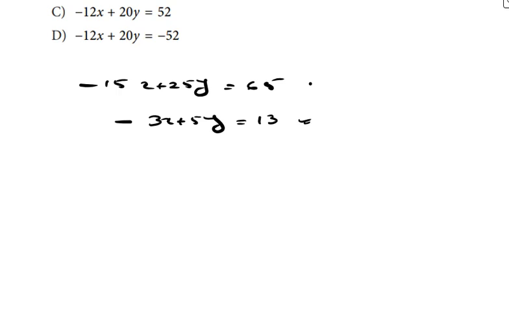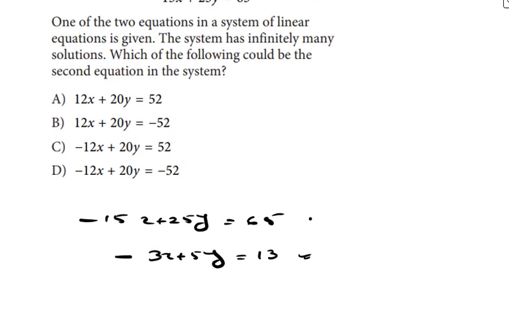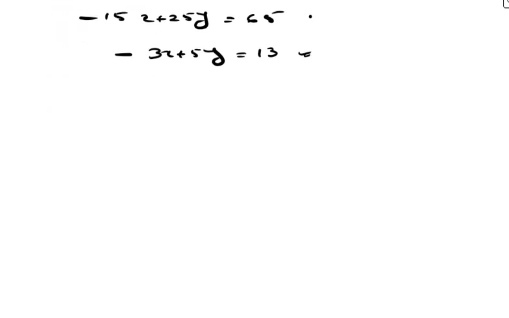Okay. Now this is much easier to compare. Now we test each answer choice to see if it is a multiple of minus 3x plus 5y is equal to 13. Now let's go to option A first. Option A says 12x plus 20y is equal to 52. Now let us simplify this by dividing by 4. So 12 divided by 4 is 3, 20 divided by 4 is 5 and 52 divided by 4 is 13. So we get 3x plus 5y is equal to 13.